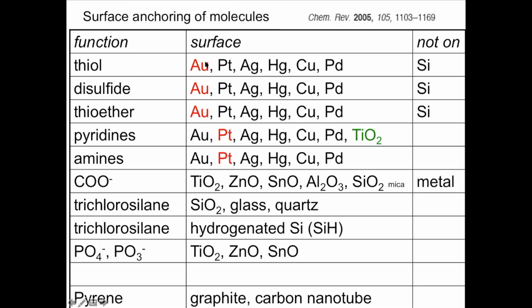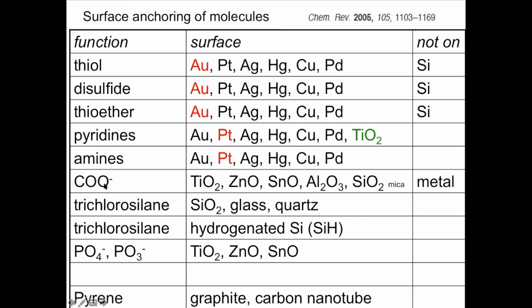Thiols on gold are the ones that really work the best, relatively easy to make. But you can also make such types of layers on other metals, like platinum. It also works for disulfide. So if there are two sulfur atoms attached together in a molecule, it can also bind to the surface. And also thioethers. We also studied thioethers in the past to interact with gold. Another interaction that works very well is pyridine on platinum, but also amines on platinum can work.